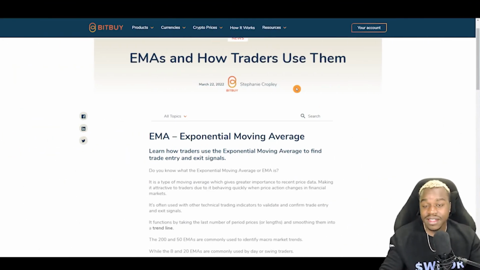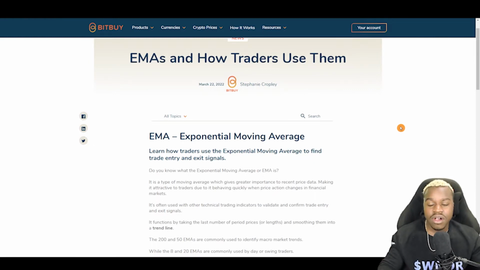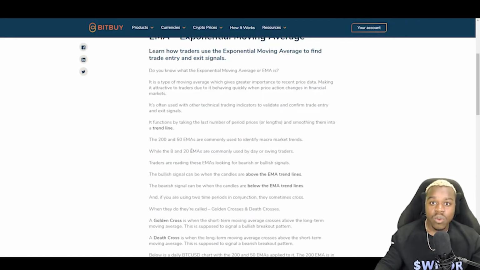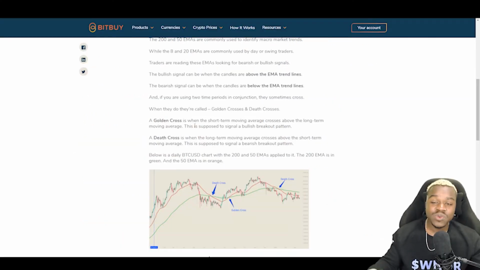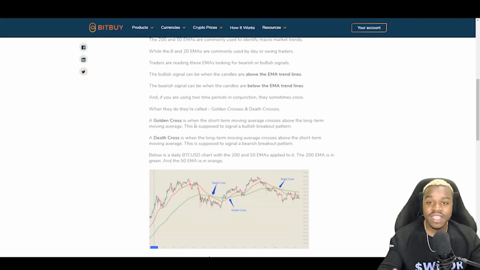Now, to help you understand, let's have a look at this article. The 200-day and the 50-day EMAs are commonly used to identify the macro market trend, and they get the name due to how many days the average is for. While the 8-day and the 20-day EMAs are commonly used by swing traders and day traders, traders do use these EMAs for momentum as well as looking for bullish and bearish signals. Bullish happens when price crosses above the EMAs, and bearish happens when price crosses below the EMAs.